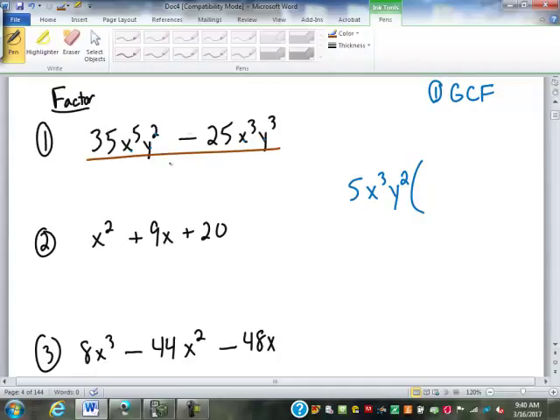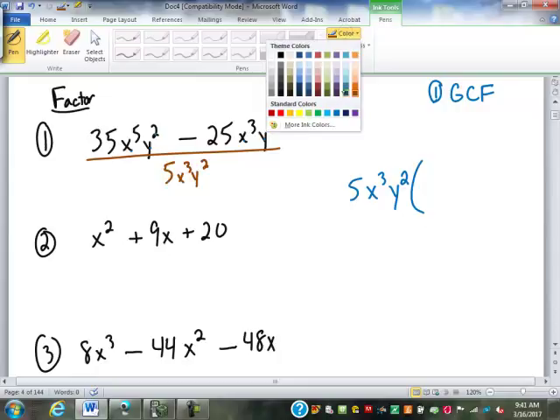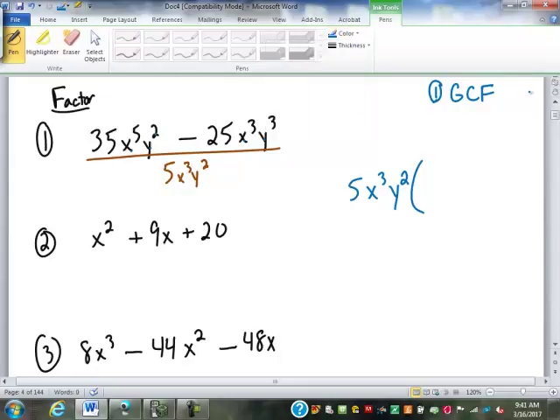Now to figure out the other factor, we take the original number and we divide it by that greatest common factor that we just found. So we've got 35x to the 5th y squared divided by 5x to the 3rd y squared. So we divide the counts. 35 divided by 5 is 7. X to the 5th divided by x to the 3rd: subtract the powers. 5 minus 3 is 2, so x squared.